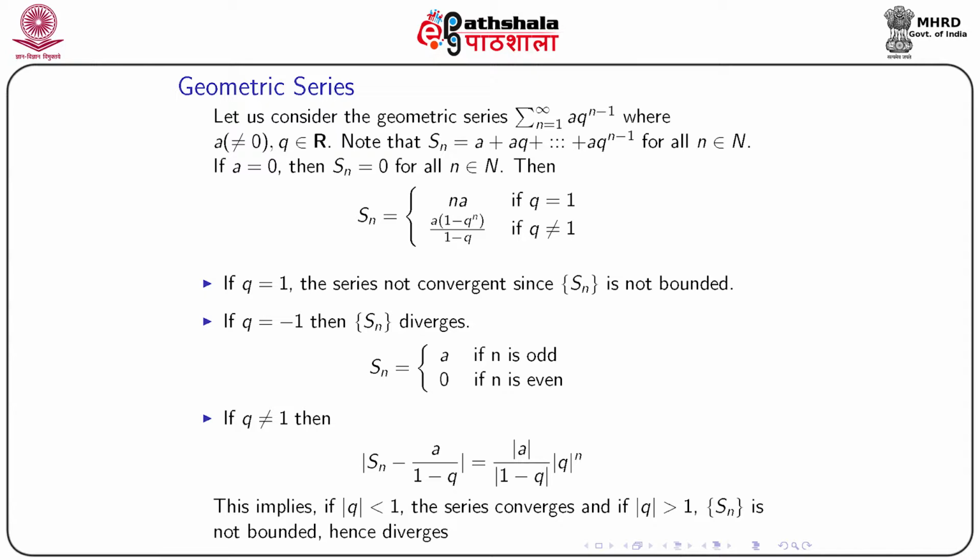One interesting feature: if q is not equal to 1, then the mod of S_n minus a over 1 minus q is mod a over mod 1 minus q, times mod q to the power n. This implies that if mod q is less than 1, the series converges, and if mod q is greater than 1, S_n is not bounded and hence it diverges. So depending on the value of mod q, the series either converges or diverges. This is a very important result corresponding to the geometric series.